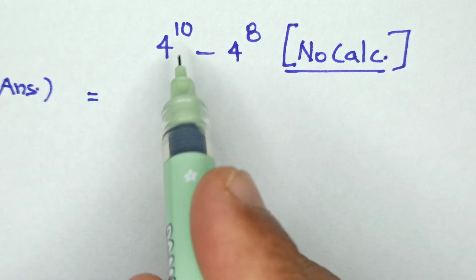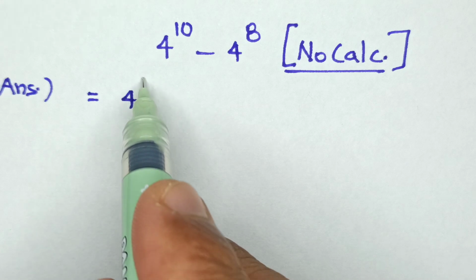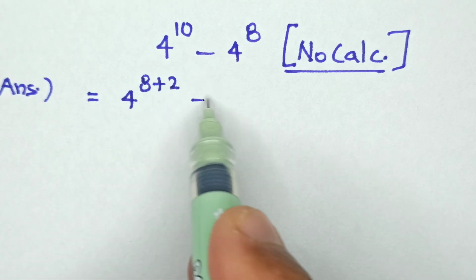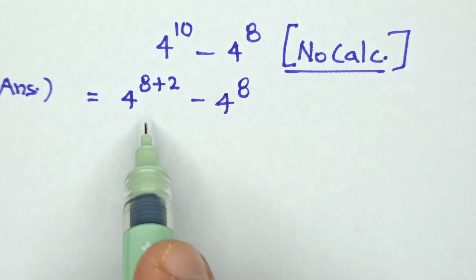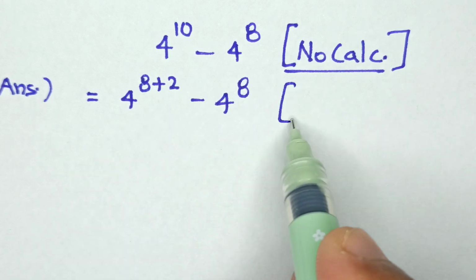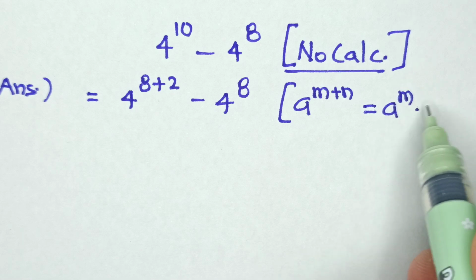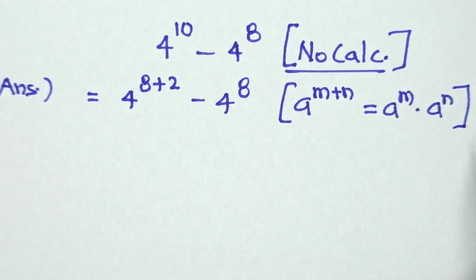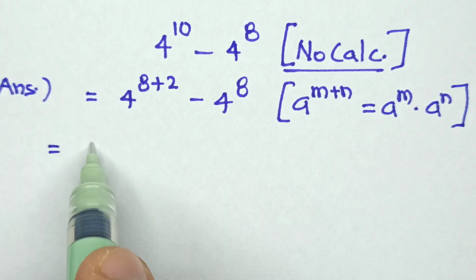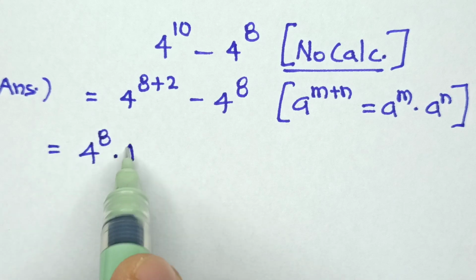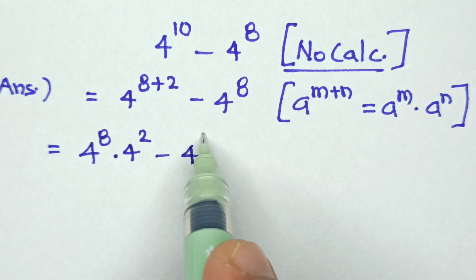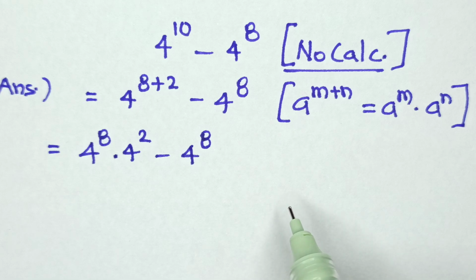So the first thing I'm going to do is write down this power 10 here as 8 plus 2 and then the remaining number as such. Now in this step I'm going to use a property of exponents that says a raised to the power m plus n is a raised to the power m multiplied by a raised to the power n. So I can write this as 4 raised to the power 8 multiplied by 4 raised to the power 2 minus 4 raised to the power of 8.